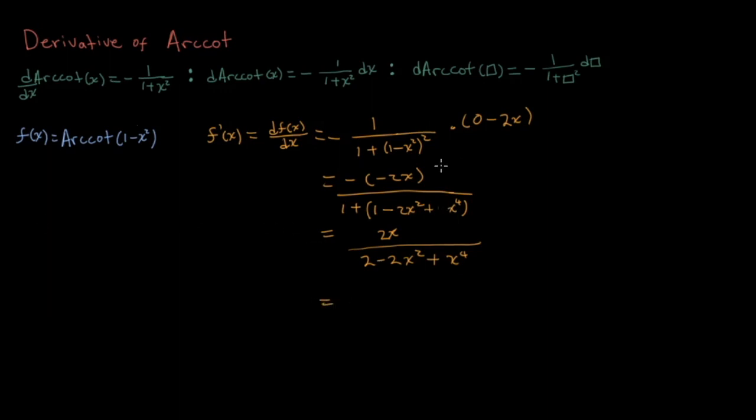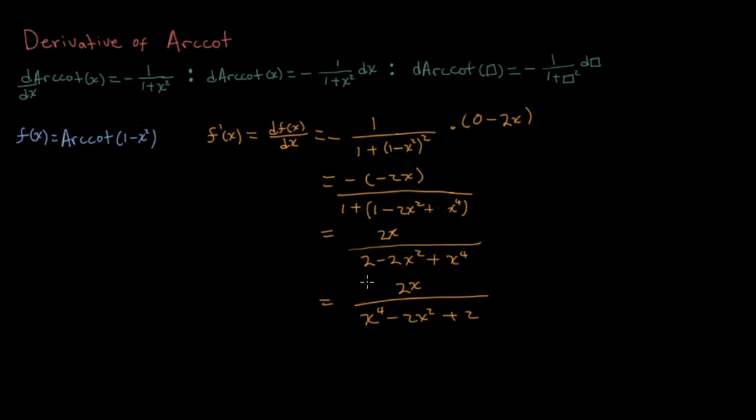Of course we could leave the answer in this form, but it's actually more conventional to write it this way. x to the power of 4 minus 2x squared plus 2. And that would be our answer right here.